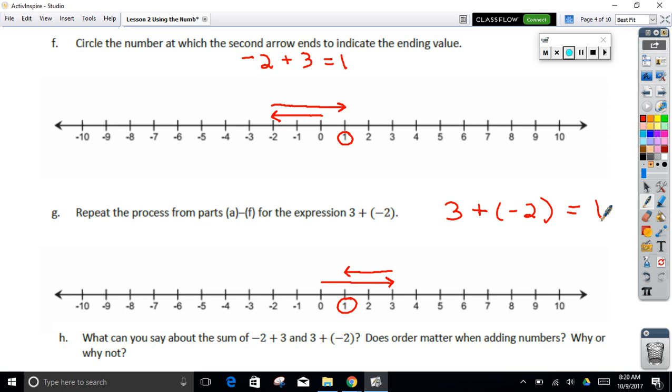So does the order matter when we add numbers? No, it didn't matter when you did addition of positive numbers. Like if you do 4 plus 3, that's 7. And if you do 3 plus 4, that's also 7. It also does not matter when we add integers. So if we include negative numbers, the order still does not matter.